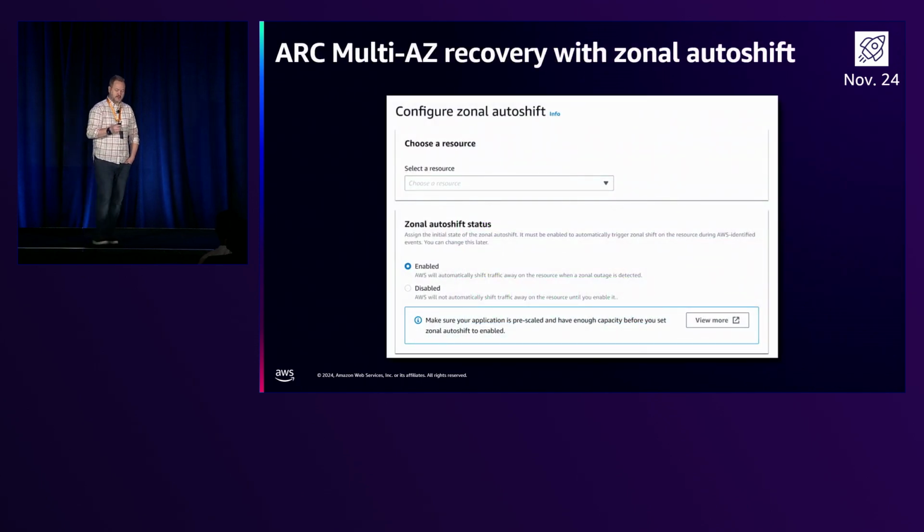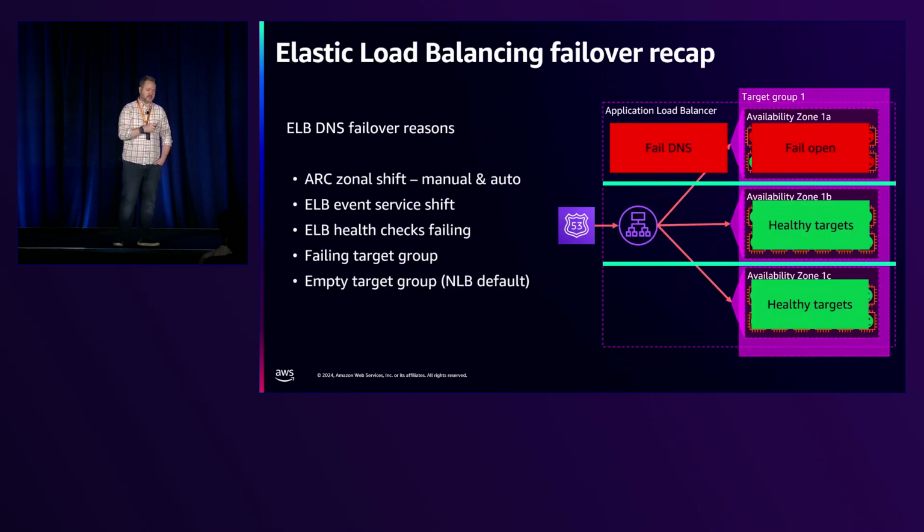I mentioned a little bit the autoshift, which is a new feature that ARC launched this year, and it lets you configure alarms to say, if these are breaching, fail out of the zone. And a reminder that this is in addition to all of the other reasons that will fail out.